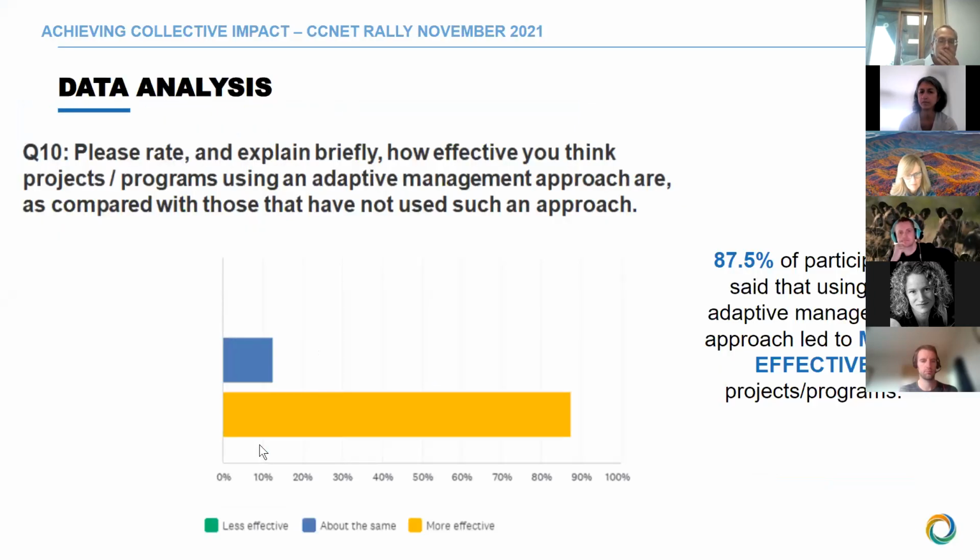You may have also seen we recently launched a survey. So the survey is now closed, but this was one of the results that came out of our survey. We found that 87.5% of participants said that using an adaptive management approach like the conservation standards does lead to more effective projects. Obviously, again, this is testimonial evidence. So what we're really trying to do is find that scientific and robust evidence we can use to prove this concept.